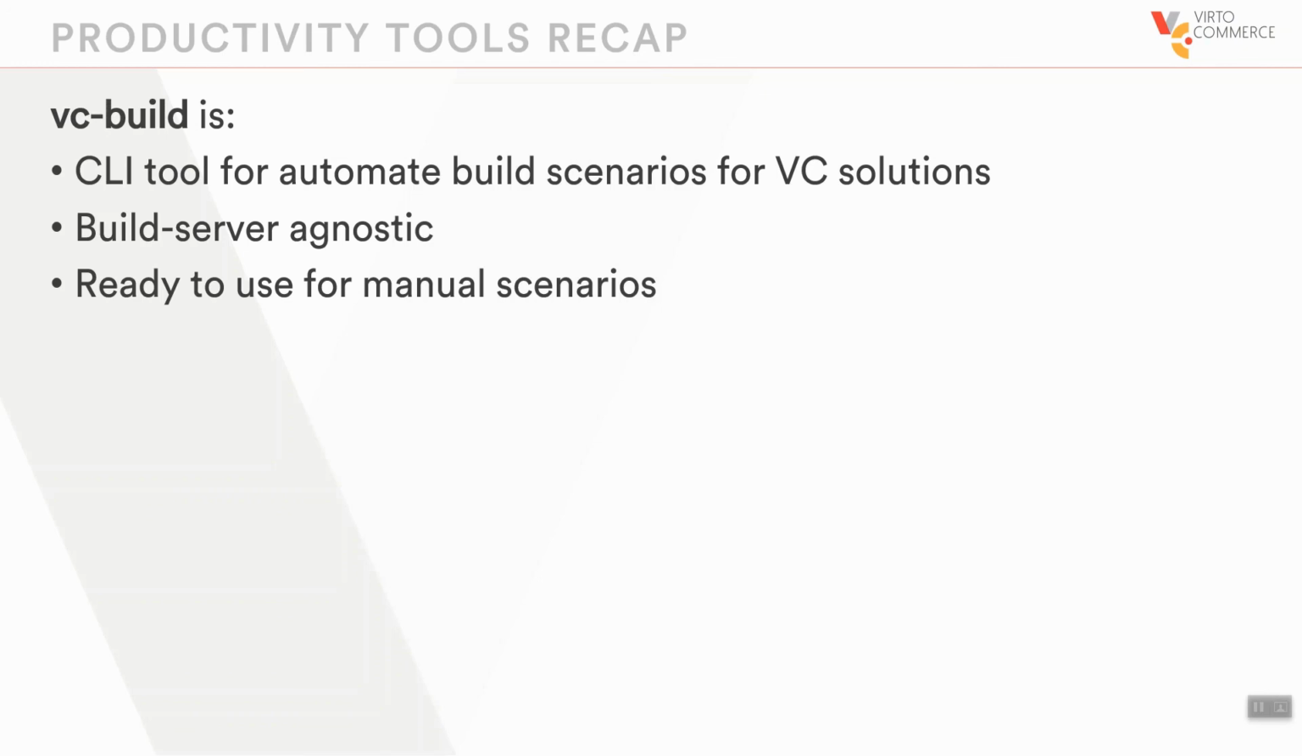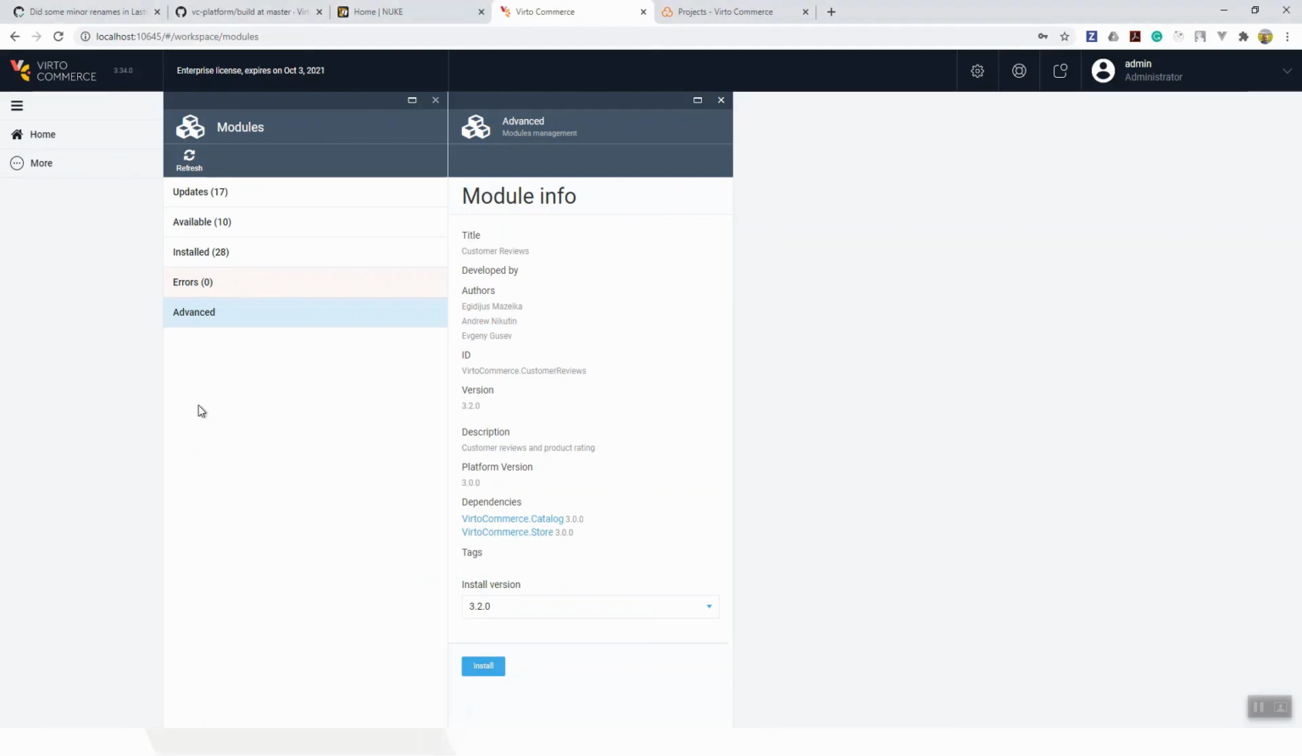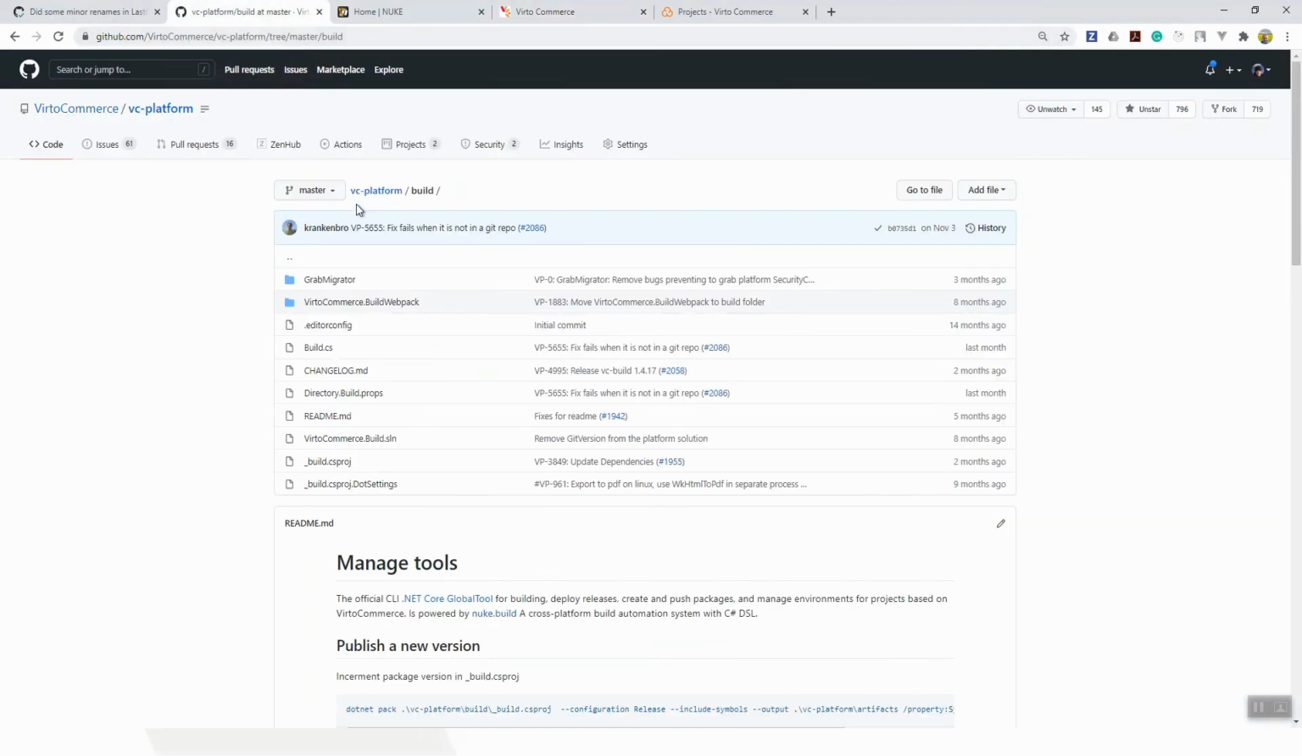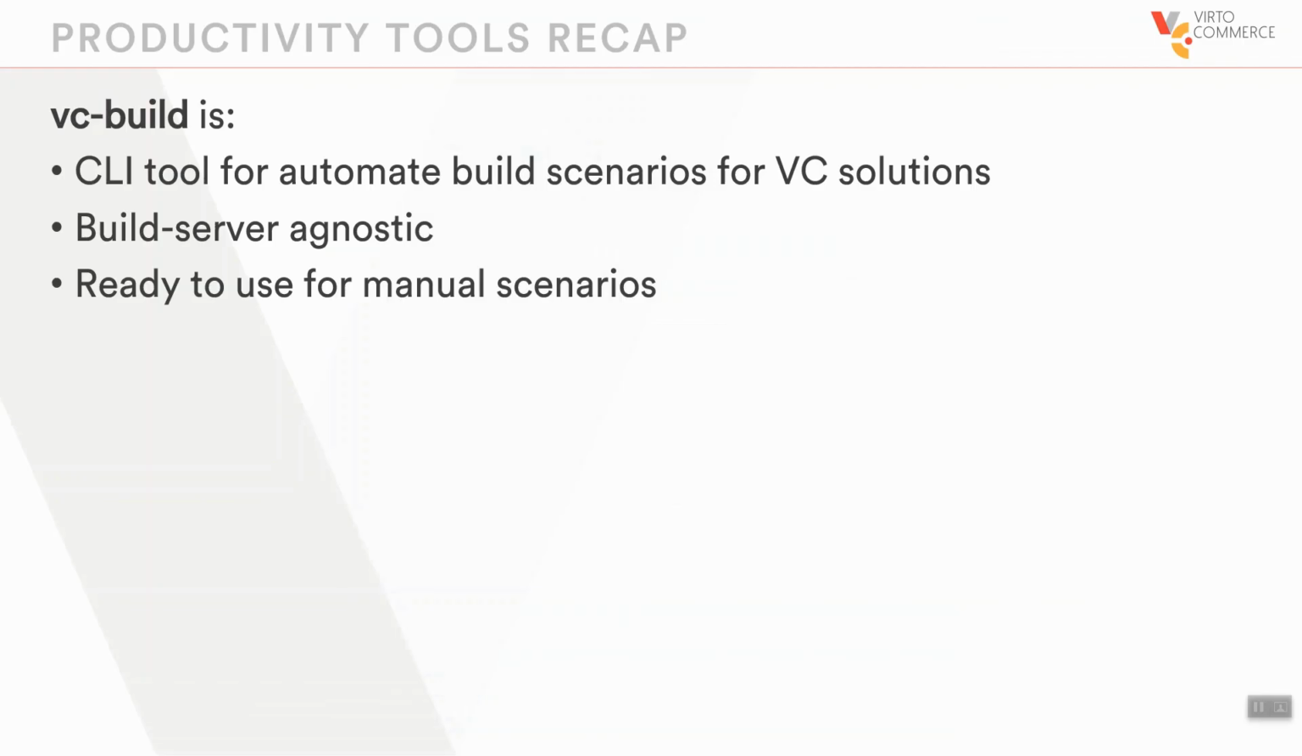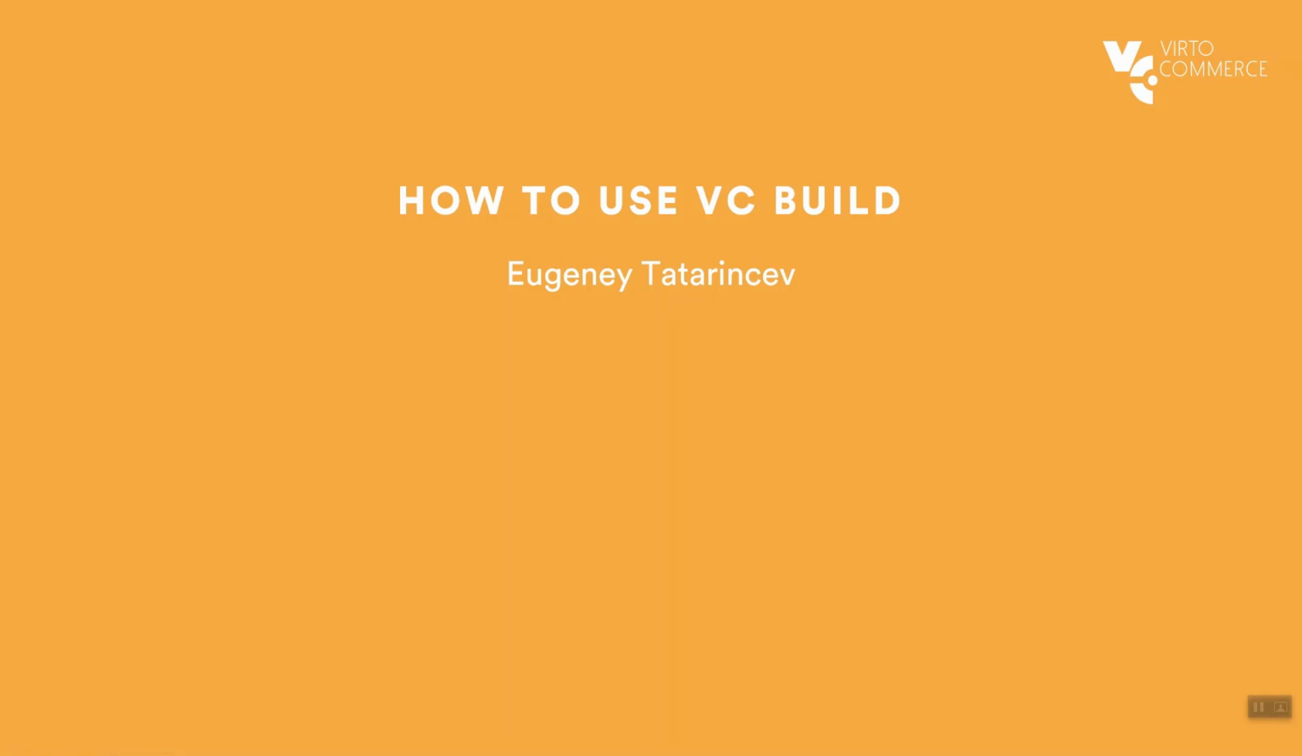A small recap at the end of my short presentation. VCBuild is a command line interface tool that is intended to automate various build scenarios for solutions based on Virto Commerce, and thanks to its build server agnostic nature, it can be integrated into any existing CI/CD pipelines with different build servers, or used for manual dev scenarios. I would like to remind you that more detailed information about this tool you can find on the platform GitHub, in the home platform repository, in the folder build.